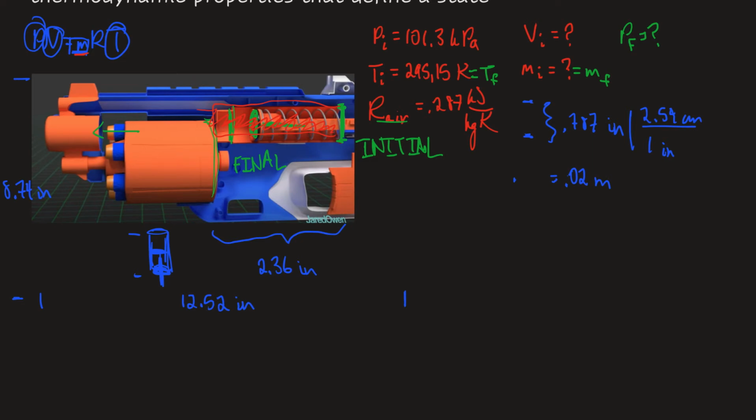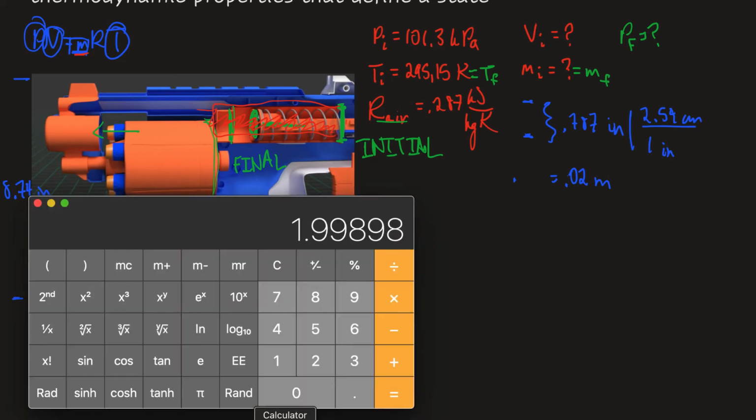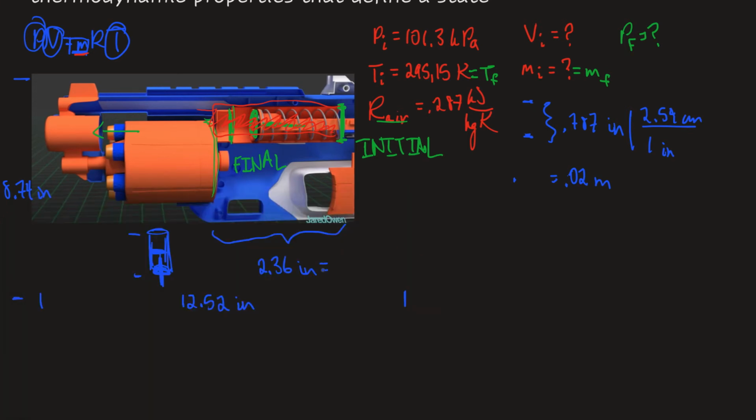Next, we'll convert that 2.36 inches. So 2.36 times the 2.54 gives us about 6 centimeters. So it's equal to 0.06 meters.